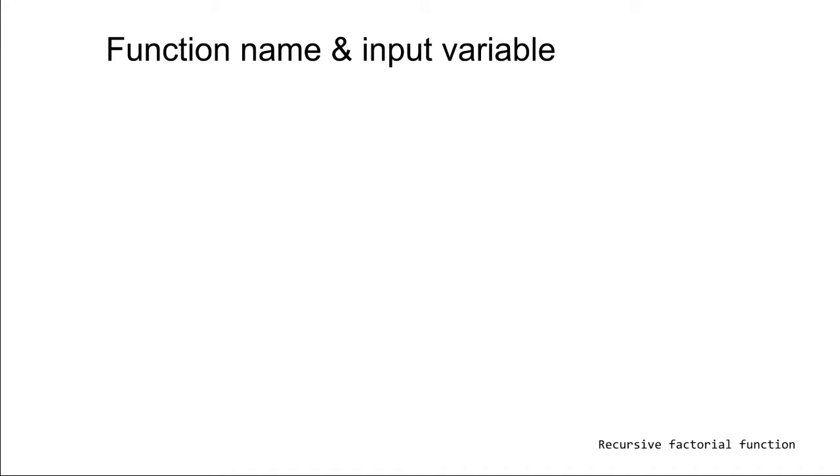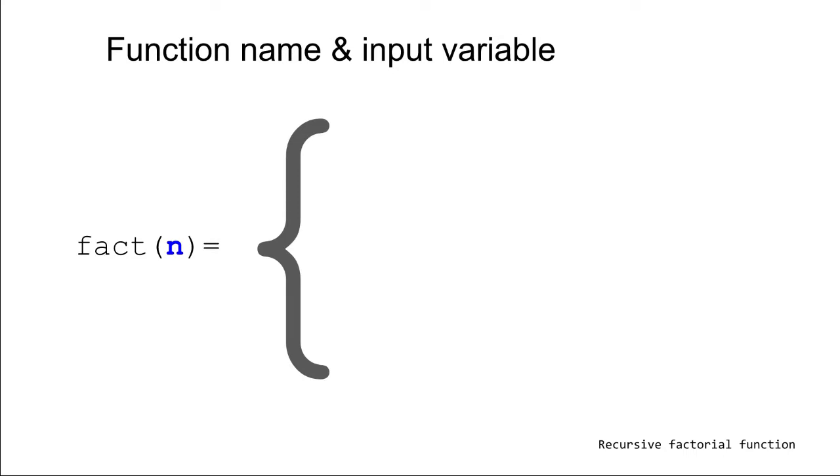Now let's implement the factorial as a recursive function. We start with defining the function name and the input parameter. Here I have named the function fact, which is short for factorial. And I've also named the input number letter n, which is a variable. The large bracket marks where the conditions and calculations will be defined.